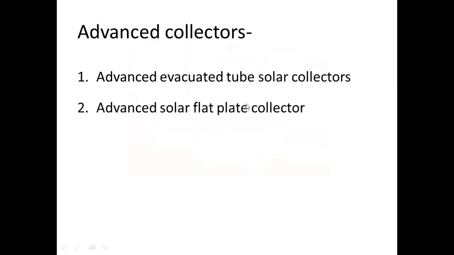And now the advanced solar flat plate collector. In advanced, the main drawback of the conventional flat plate collector is the inability to operate with reasonable collection efficiencies. The temperature around the conventional flat plate collector is around 80 degrees Celsius. So this is one limitation or disadvantage of the flat plate collector. To avoid this disadvantage, some modification is necessary in this type of solar flat plate collector.